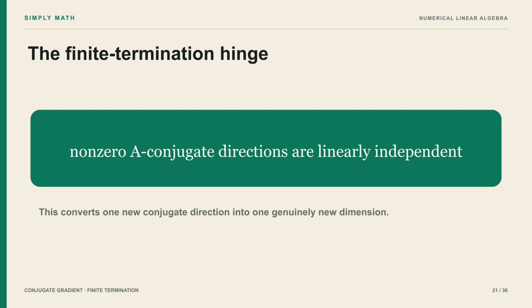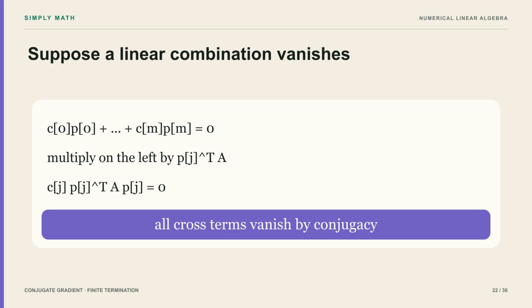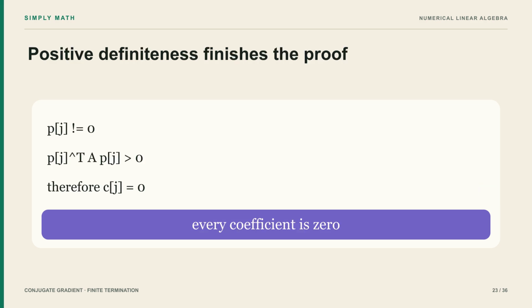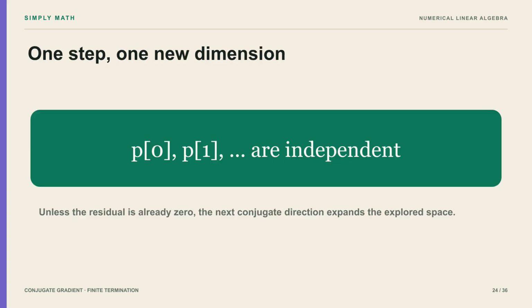Now comes the key fact: non-zero A-conjugate directions must be linearly independent. Suppose a linear combination of the directions equals 0. Multiply that equation by p_j transpose A. Conjugacy removes the cross terms. Since p_j transpose A p_j is positive, c_j must be 0. Therefore, every non-zero search direction contributes a genuinely new dimension.